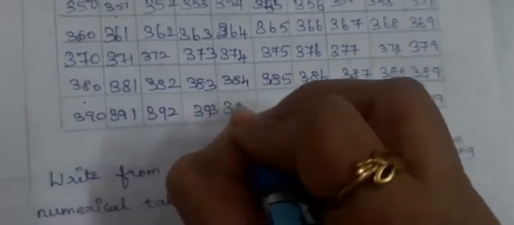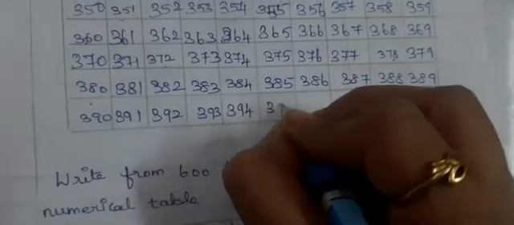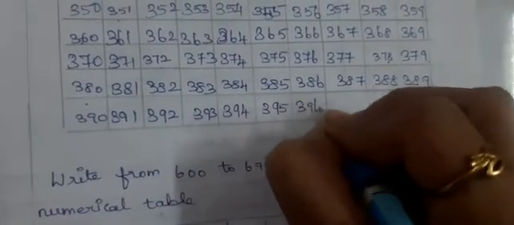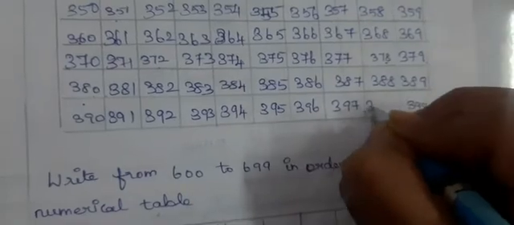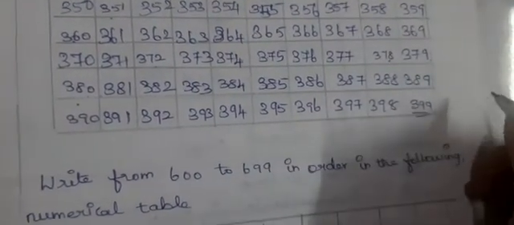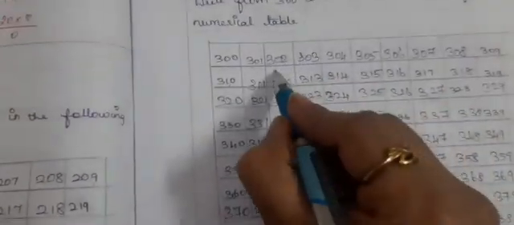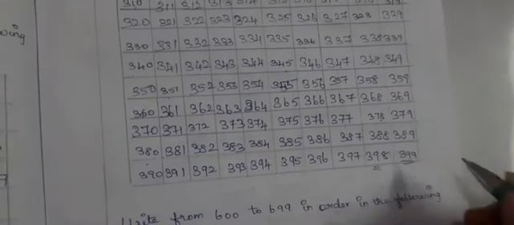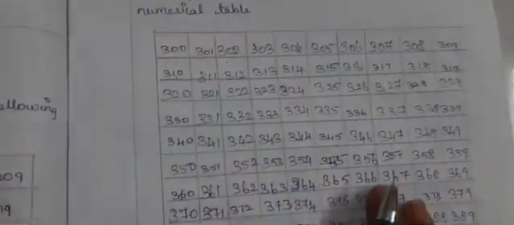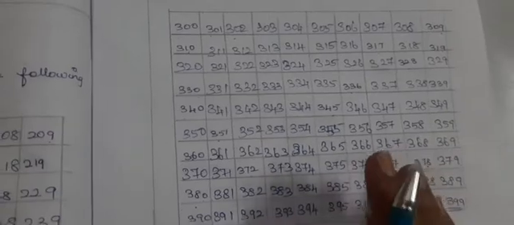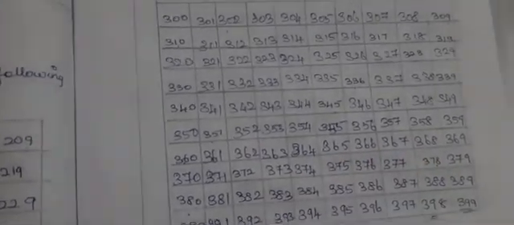The next number of 390 is 391, 392, 393, 394, 395, 396, 397, 398. So now we reached 399. So from where we started, students? We started from 300 and we have completed up to 399. So in this same format only you're going to fill in the numerical values in the numerical table which is given on page number 25.